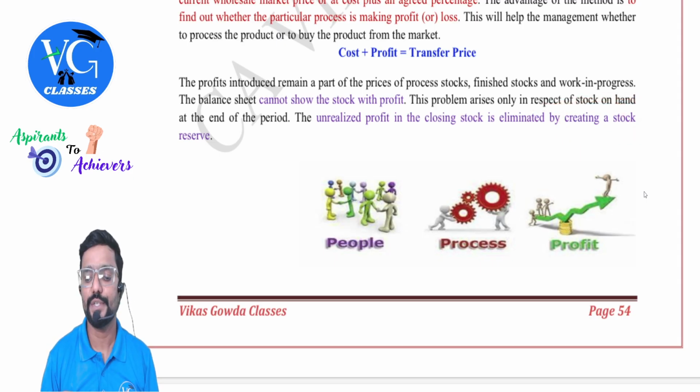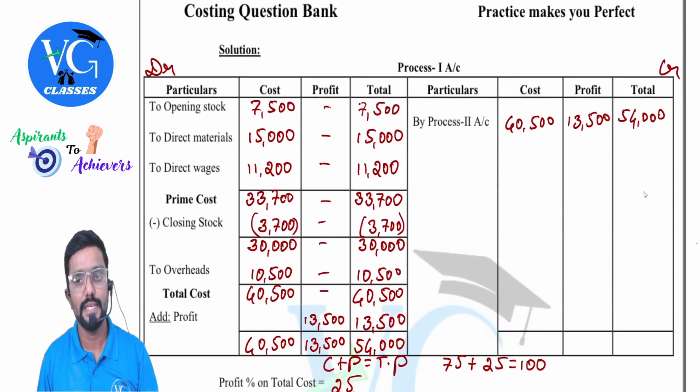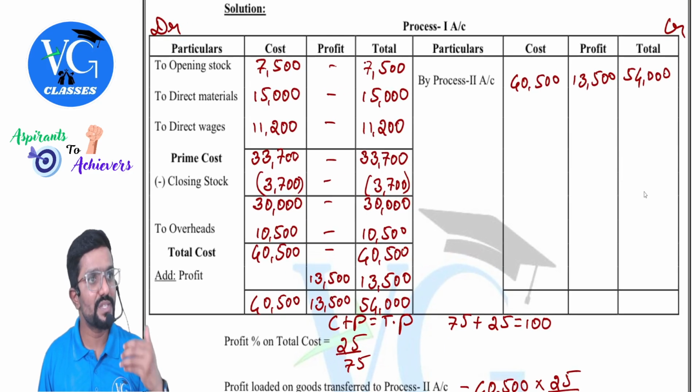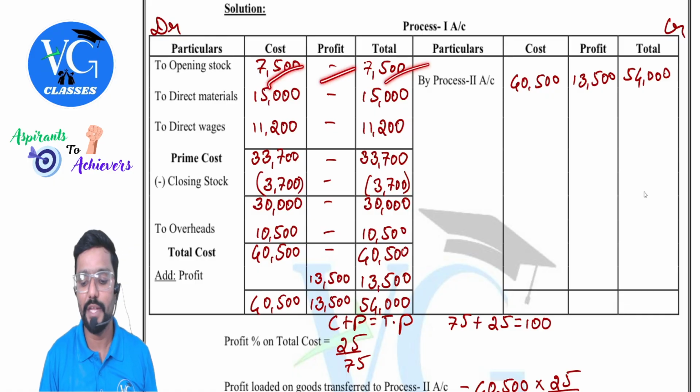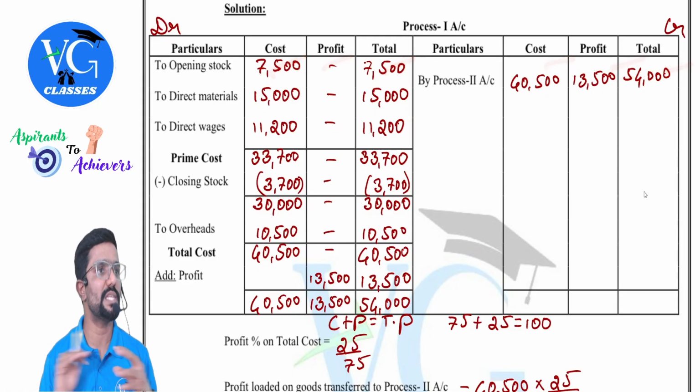By creating a stock reserve. I will try to explain this with an example with a question, guys. Whenever you are preparing the process accounts, which includes the inter-process profits, you should have three amount columns on both sides: cost, profit, and total, on both the sides.